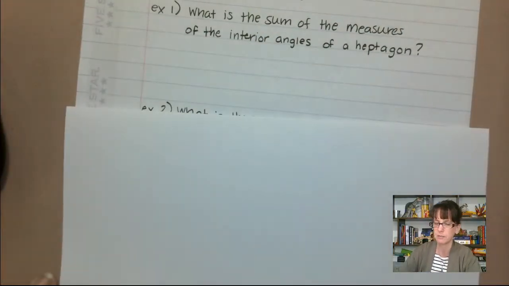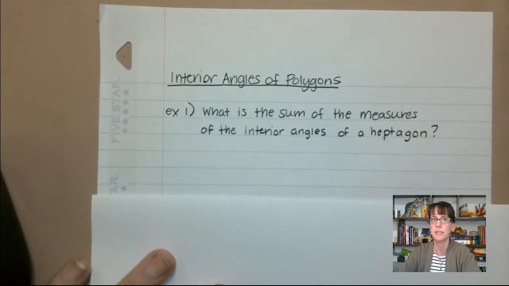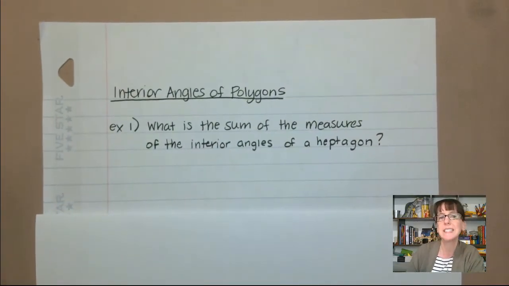Okay, so for our first practice problem, I'm sorry, my microphone's right there as I'm shuffling papers. That's not very nice. Okay, so interior angles of polygons. What is the sum of the measures of the interior angles of a heptagon?